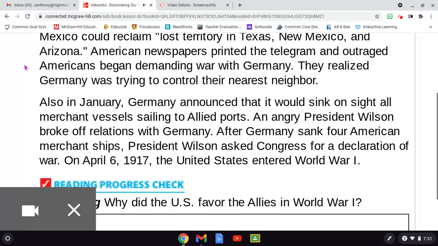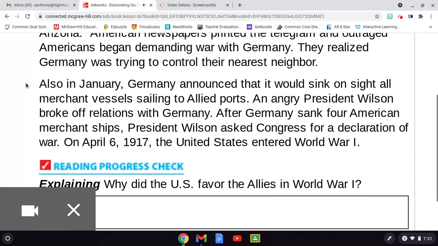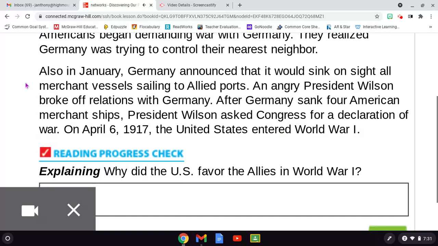Also in January, Germany announced that it would sink on sight all merchant vessels sailing to Allied ports. An angry President Wilson broke off relations with Germany. After Germany sank 4 American merchant ships, President Wilson asked Congress for a declaration of war. On April 6, 1917, the United States entered World War I.